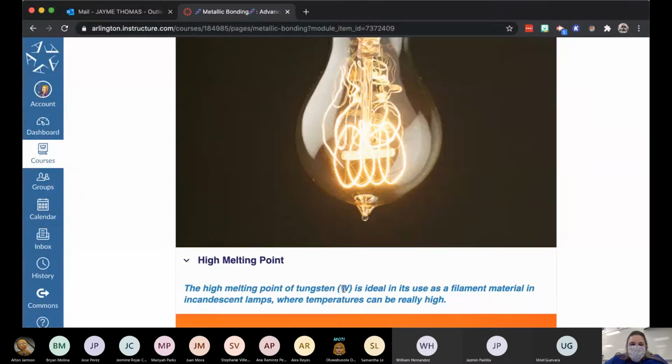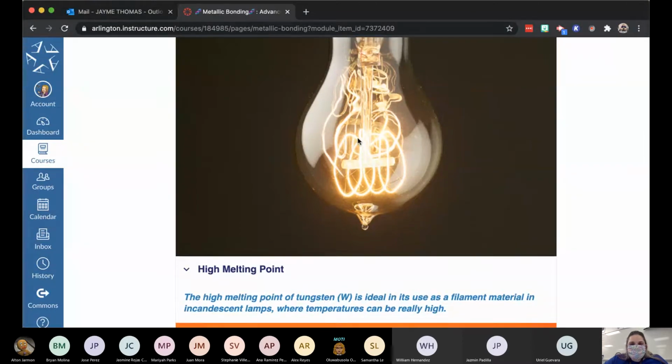It's a transition metal, and it has a very, very high melting point. And so because it has such a high melting point, it's ideal to use inside of these light bulbs in these filament materials because they're conducting the heat and the electricity to generate the light. And so the temperature is obviously going to be really hot.